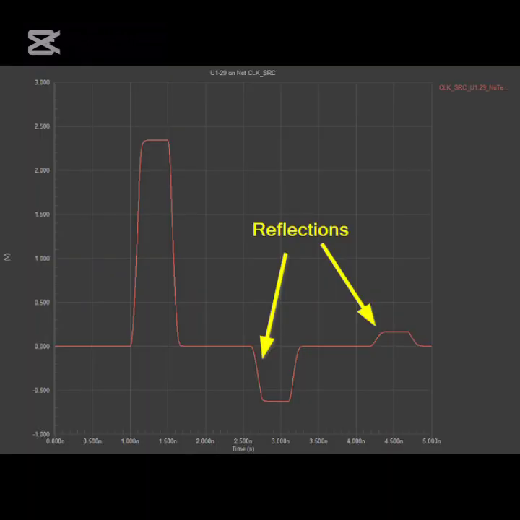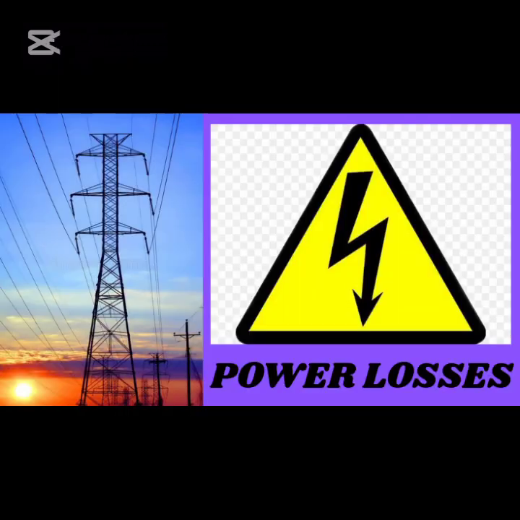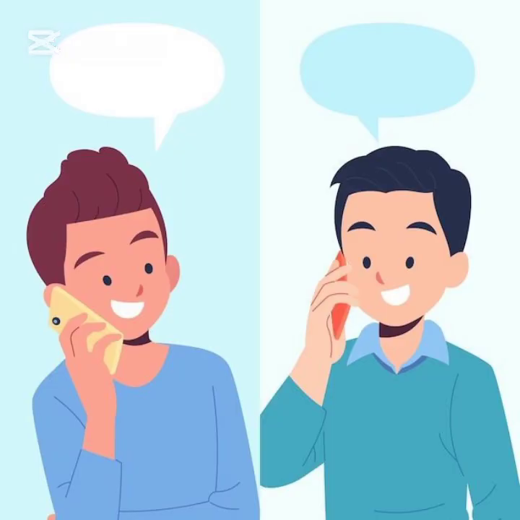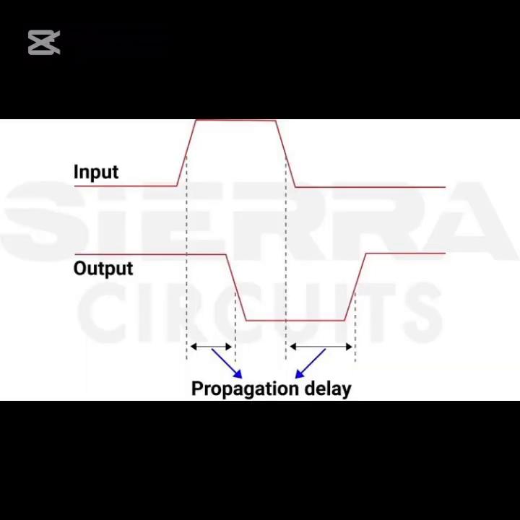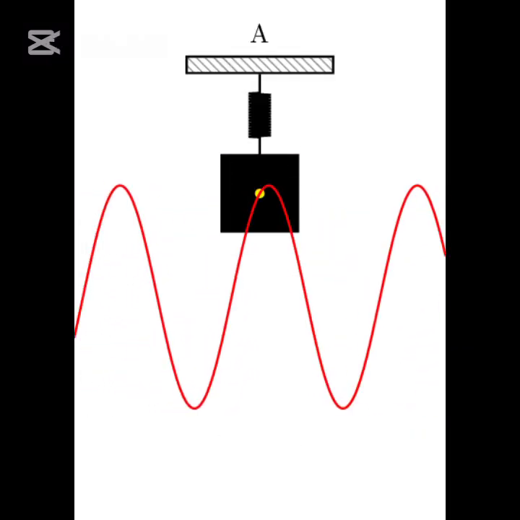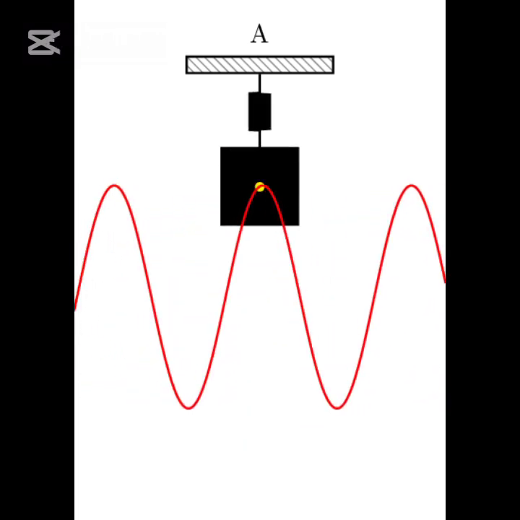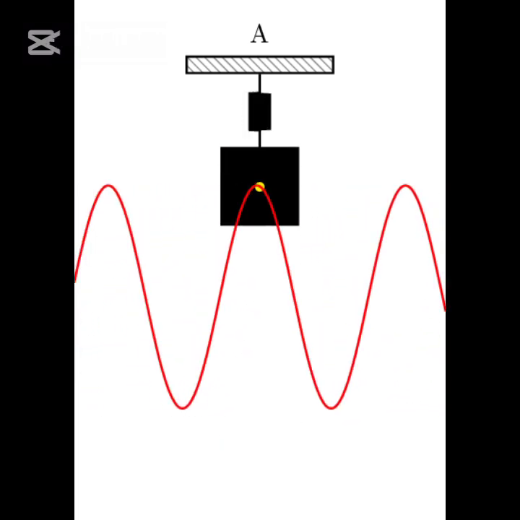4. Signal reflection. Capacitance can cause signal reflection, especially when the transmission line is terminated with a mismatched load. 5. Power loss. Capacitance can lead to power loss in the transmission line, especially at high frequencies. 6. Crosstalk. Capacitance can cause crosstalk between adjacent transmission lines. 7. Signal delay. Capacitance can cause signal delay, especially in long transmission lines. 8. Oscillations. Capacitance can cause oscillations in the transmission line, leading to instability.